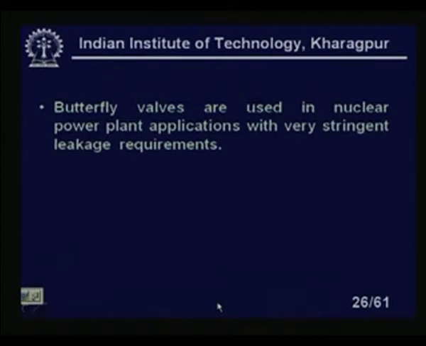Butterfly valves are used in nuclear power plant applications with very stringent leakage requirements. It is applied because the time constants of the valve should be very small, that means it should shut off immediately and start to flow immediately. But the problem is, if you want complete shut off, it is very difficult with a butterfly valve, because there is no such plug and seat. So there is always some leakage, but nowadays with some special applications we can make the leakage almost 0.